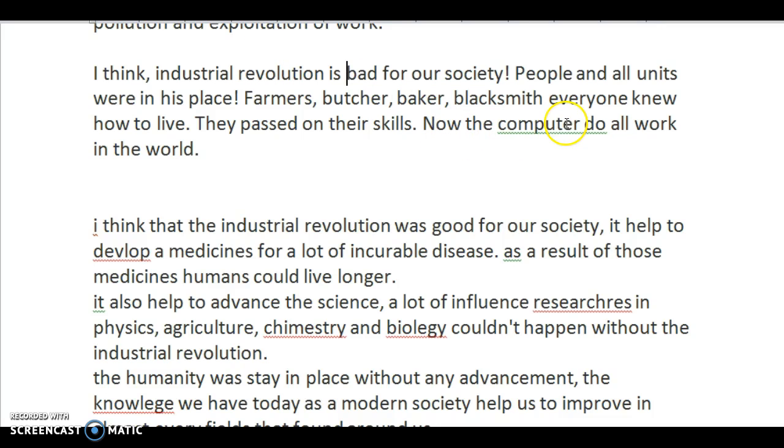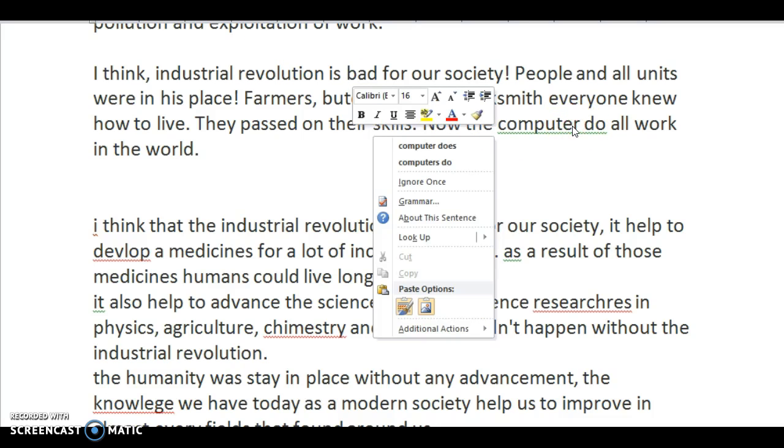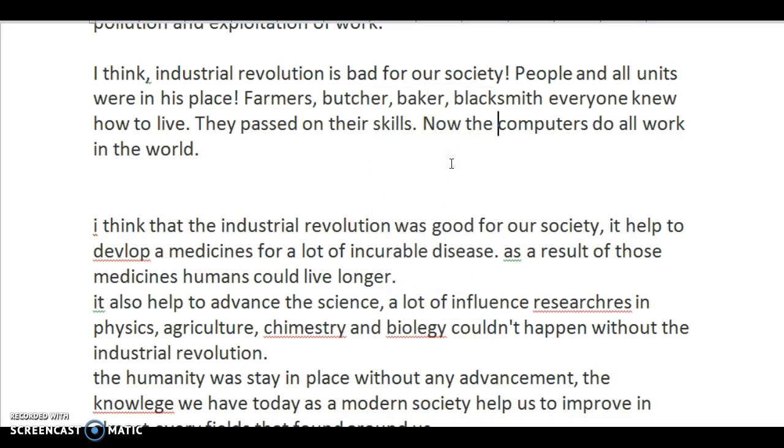Now the computer do all the work. Present simple. So I can say now the computer does all the work, or now the computers do all the work. Both are grammatically correct, but I have to make a decision. I would choose that it's not just one computer, but many. So I click here, and now, basically, the grammar isn't too bad.